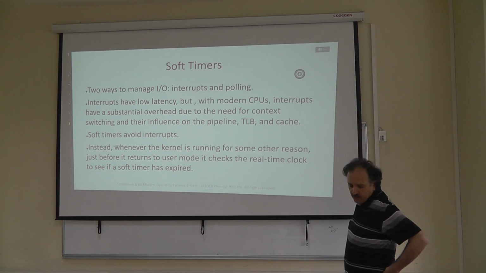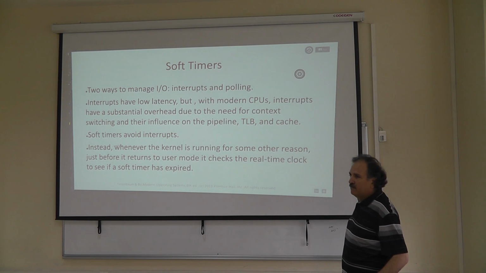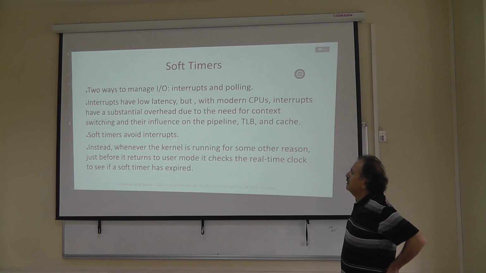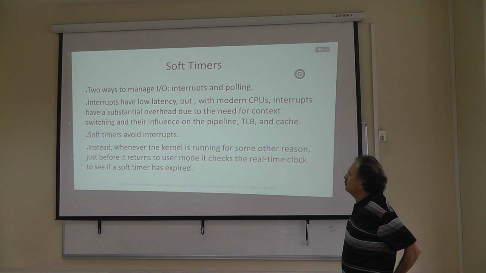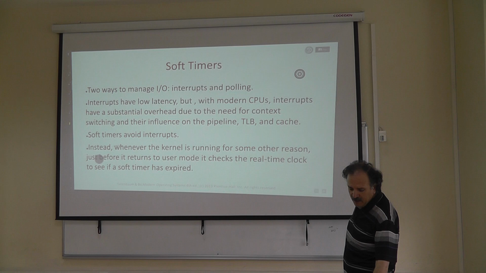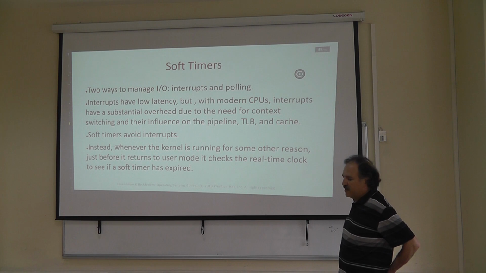Instead, whenever the kernel is running for some other reason, when do I run the kernel? When I make a system call, when there is a cache miss, when there is a page table miss, etc. You have to run the kernel in that case. Whenever the kernel is running for some other reason, just before you come back to user space, it checks the real time clock to see if the soft timer has expired.